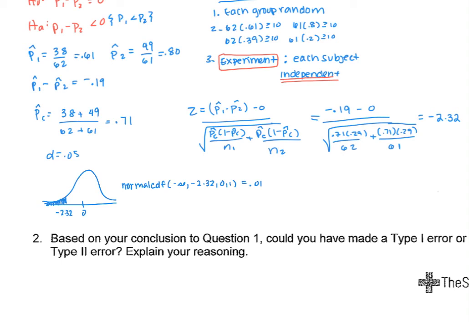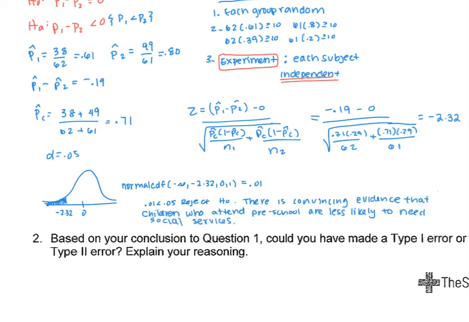We can write our conclusion. 0.01 is less than 0.05, so we're going to reject the null hypothesis, which means there is convincing evidence that if you go to preschool, you'll have less need for social services later in life. So we've concluded that you are less likely to need social services if you are a child who attended preschool.